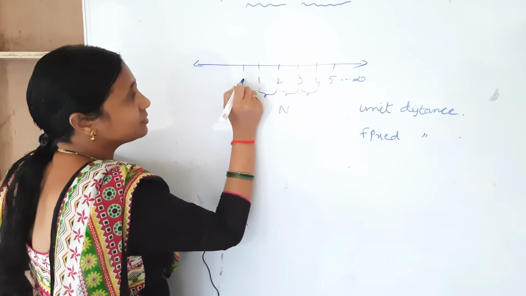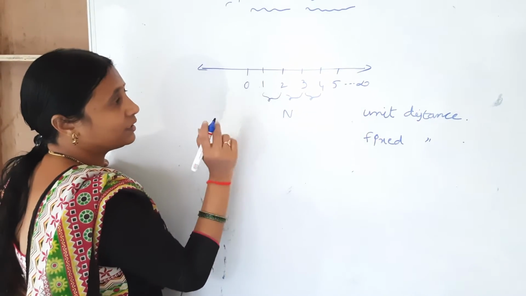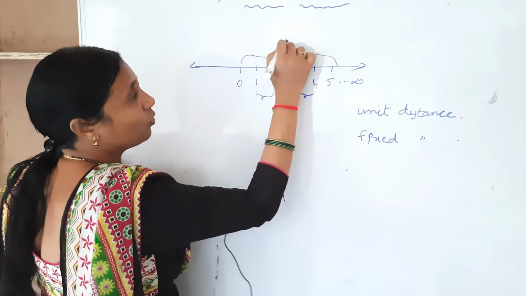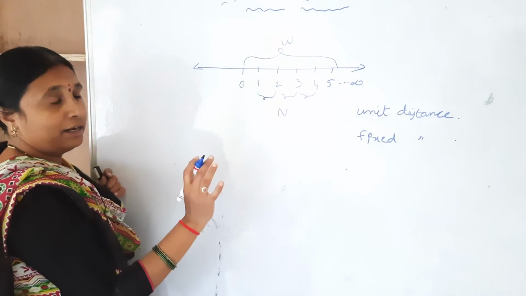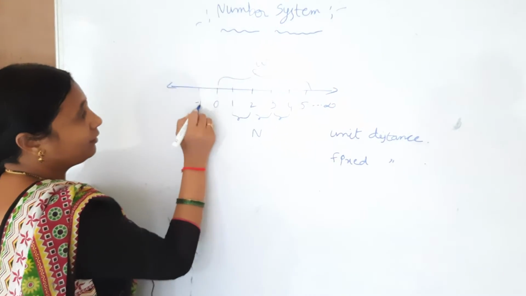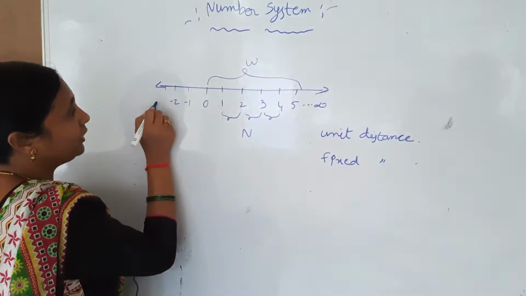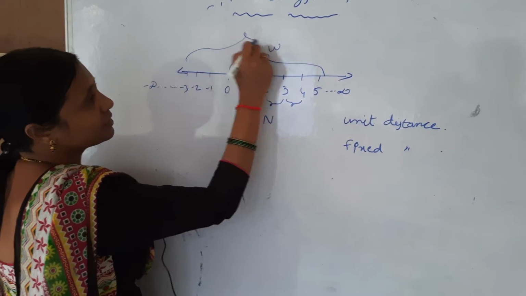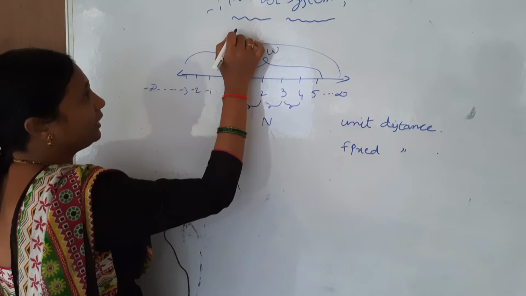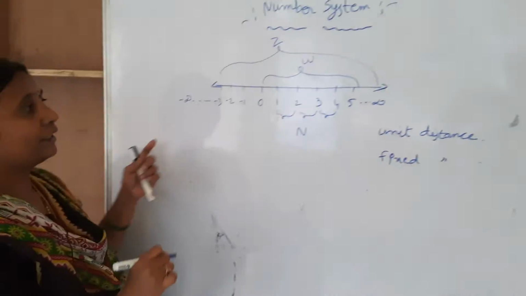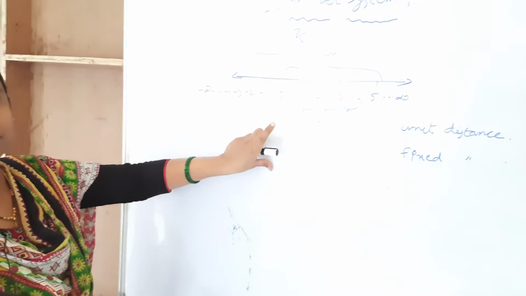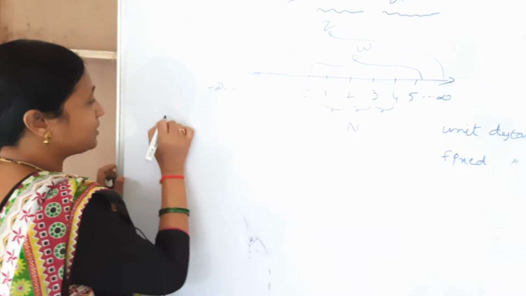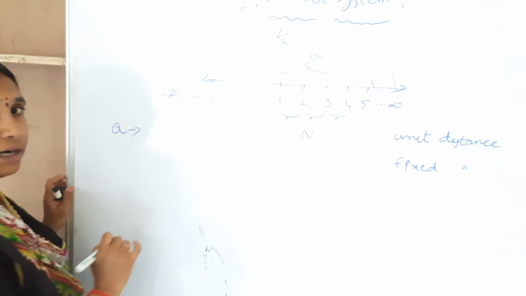If I add 0 to the unit distance for the natural numbers, then these numbers are called the whole numbers on the number line. Next, if I add the negative numbers with the unit distance, then this number system is called the integers. Integers are represented by capital Z. Is it understood?